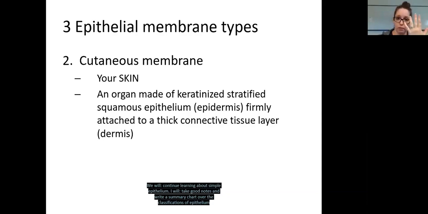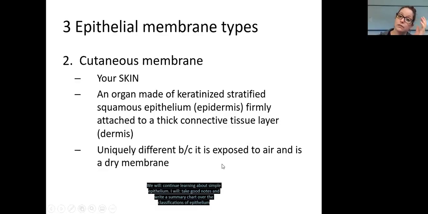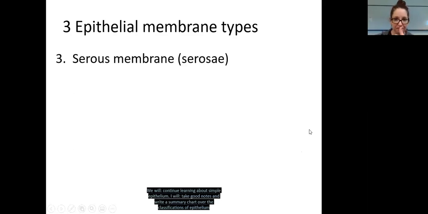Keratinized squamous epithelium is waterproof. It is slightly acidic due to our secretions. It is supposed to be impenetrable unless your skin is dry or you have a cut or a puncture or something has breached your cutaneous layer. It is uniquely different because it is exposed to air and is a dry membrane. It's our wetsuit, but opposite. Like you wear a wetsuit in the ocean to keep yourself dry and also at a normal temperature because the ocean is cold. But then our skin itself is an inside-out wetsuit to keep us wet on the inside, but keep the outside dry. Okay, that's a weird way to look at it, but let's go with it.